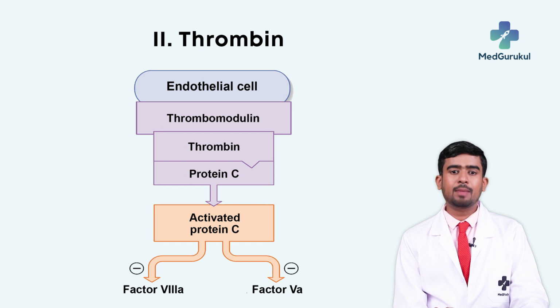So, this is the second mechanism which is present within the blood vessel to avoid unnecessary clotting or clotting of areas which are surrounding the site of injury. The excessive thrombin will bind to the thrombomodulin which is secreted by the endothelial cells, and this will lead on to activation of protein C, and protein C will inhibit factor 7A and factor 5A.